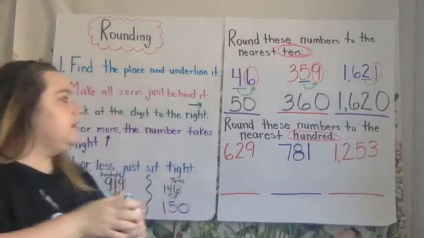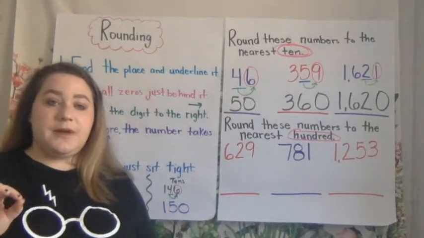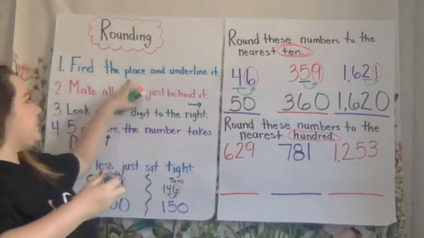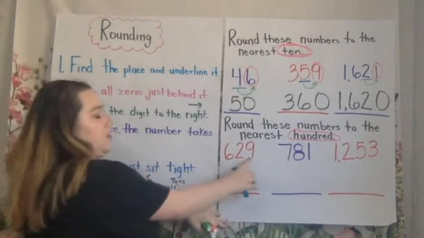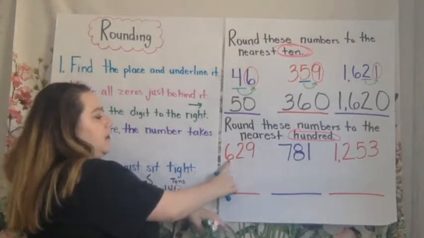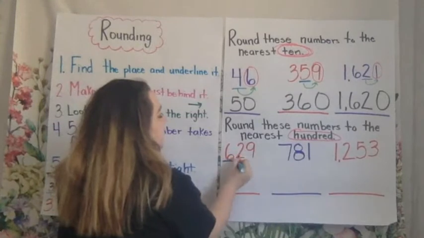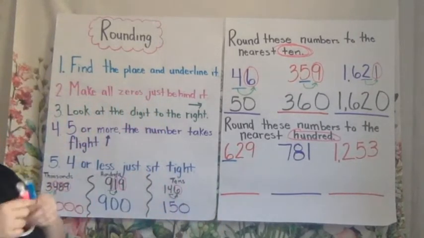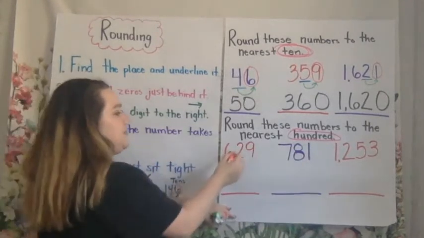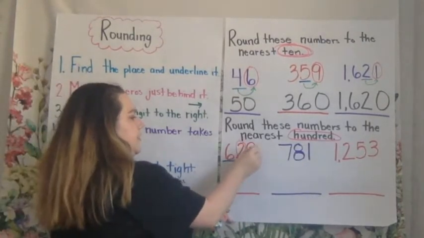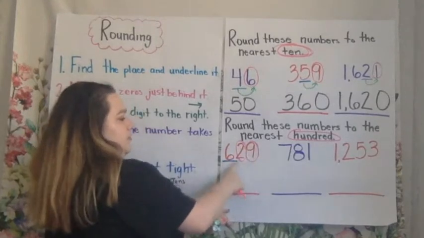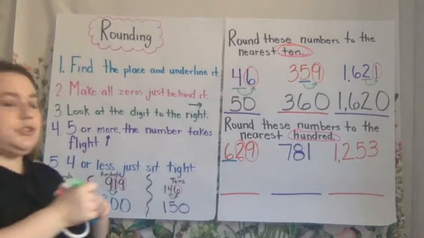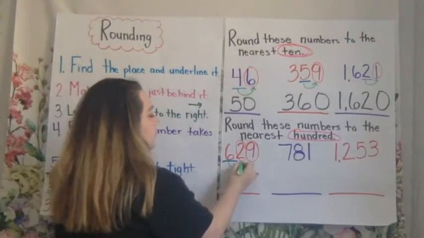Good. Now when I'm finding my place value, I don't stop at 10, I stop at 100. So first step, find the place value and underline it. Ones, tens, hundreds. I underline the hundreds. All right. My next step is to make all zeros just behind it. So now both of these numbers are turning into zeros because there's two numbers behind the place we're working with. But I'm still looking just right next door.